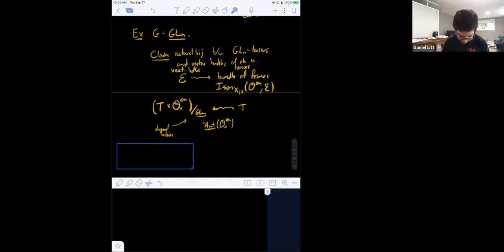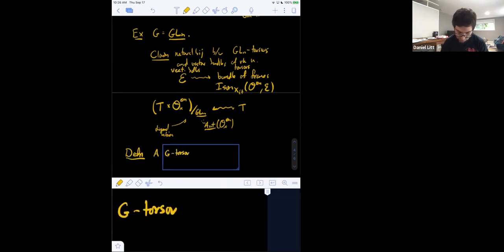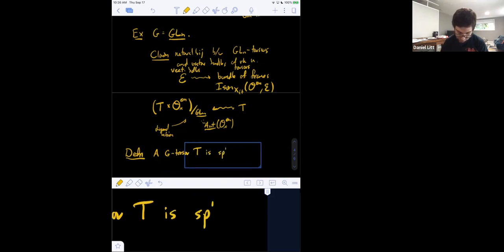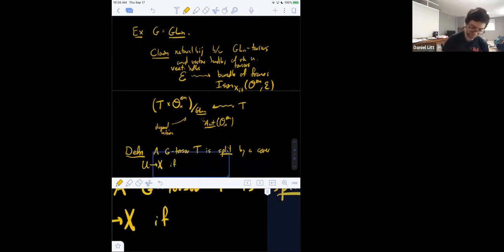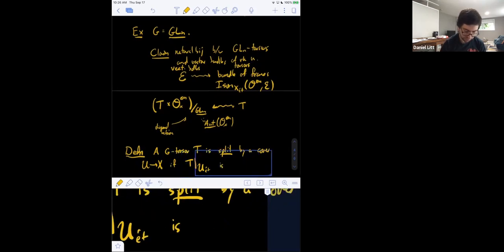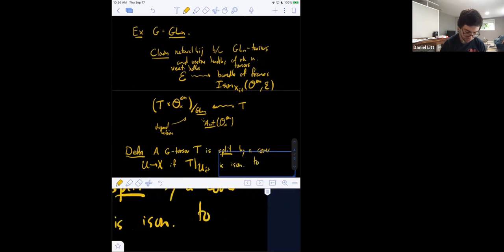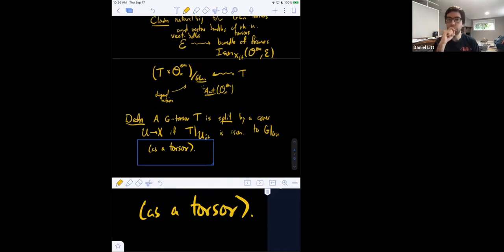Okay, so first I need to make a definition. We say a G-torsor T is split by a cover U to X if T restricted to U, or the Étale site of U, if you'd like, is isomorphic to G restricted to U. And this is as a torsor, not as a bare sheaf. Are there any questions about what this definition means?